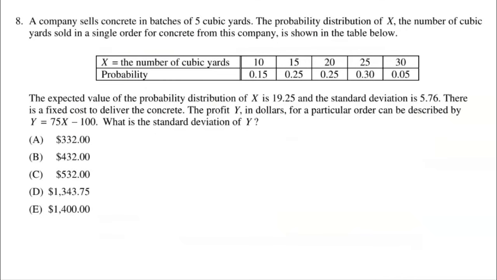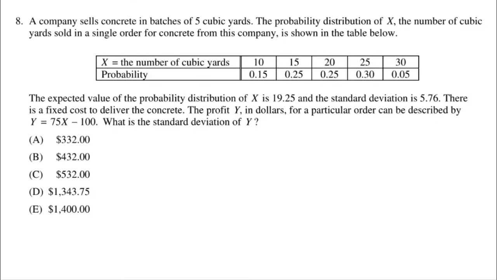All right, so let's dive into our very first question here. A company sells concrete in batches of 5 cubic yards. The probability distribution shows the number of cubic yards sold in a single order for concrete from this company. So we could sell 10, 15, 20, 25, or 30 cubic yards, and then we have the probability of each. This is a discrete random variable because we have a certain number of outcomes. We listed them, and we have the probabilities attached to each one of them.